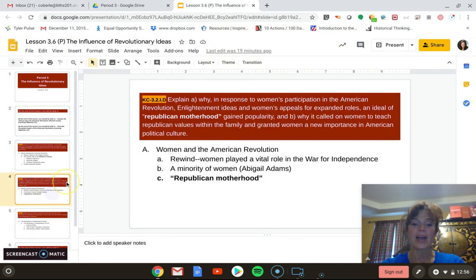Moving on, our next is the idea of how the Revolutionary War changes the role of women. There is an idea of women played a vital role in the revolution, as we talked about. They boycotted, they made homespun, they sacrificed, they managed the household, they managed the farms, they managed the businesses for their absentee husbands and their fathers, and they even took up arms.